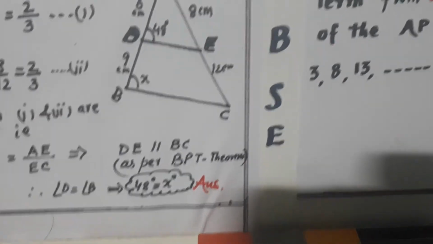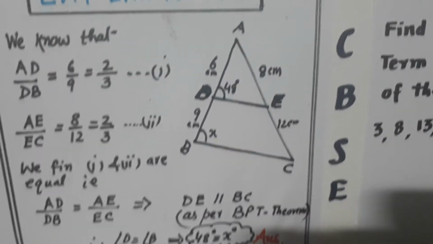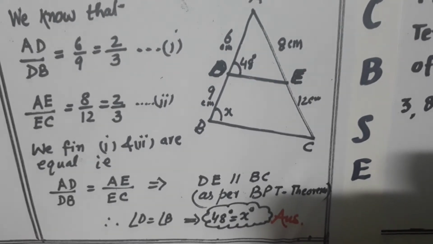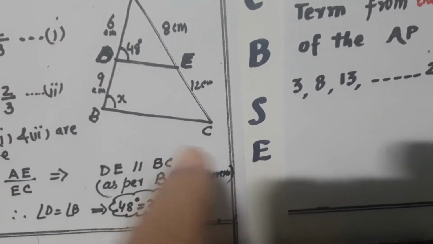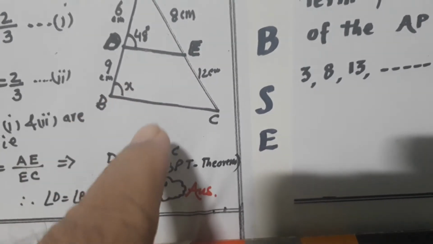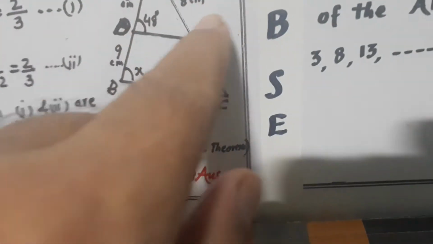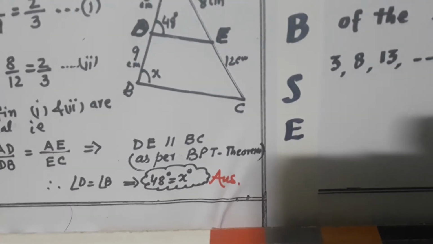This is possible when this line is parallel to this line. So we know that if this line divides these two lines in proportion, then this is parallel to the third line. So if it is parallel, then this will be the corresponding angle. This will be also 48. Now let us go to the next question.